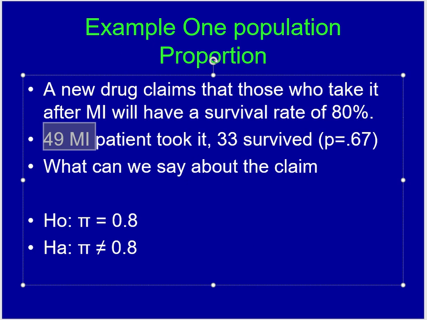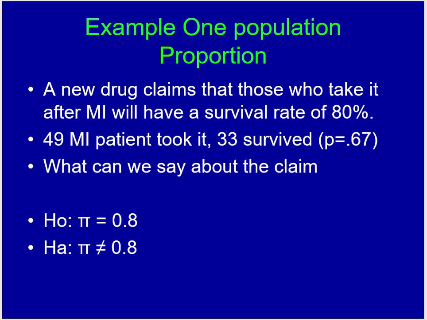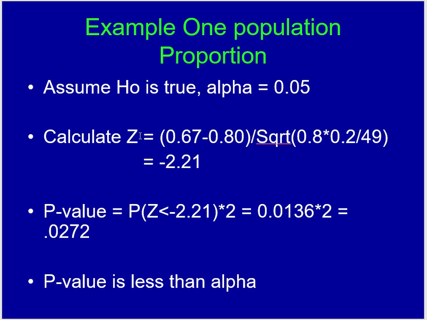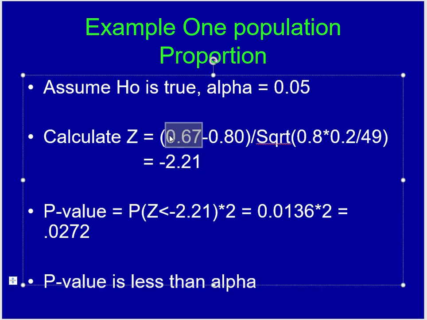Notice I used the 49 times 0.8 and not 0.67 because I am provided with the pi. Now, why am I provided with a pi? The null hypothesis provided me with a pi. So therefore, I can use the Z, and the Z says the observed proportion, which is 0.67, minus the population proportion, 0.8, divided by the standard error of proportion, which is pi, 0.8, times 1 minus pi, 0.2, divided by the sample size, 49, and then you square root the whole thing. That gives you a Z of negative 2.21.